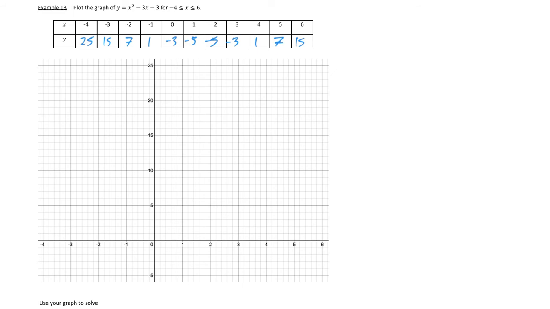Next thing for us to do is plot our graph. So the first point is at minus 4, we're at 25. At minus 3, we're at 15. At minus 2, we're at 7. At minus 1, we're at 1. At 0, we're at minus 3.